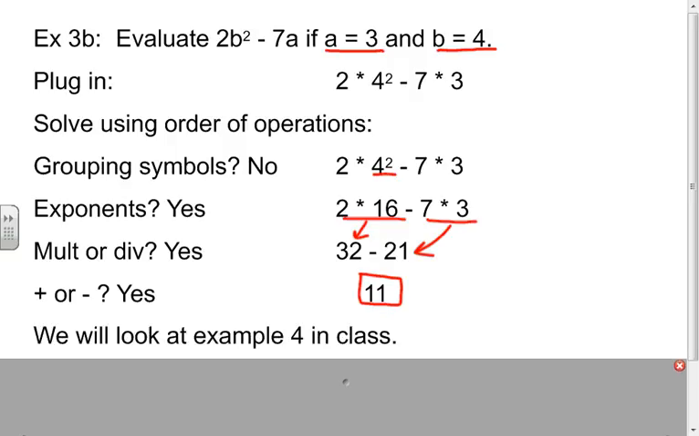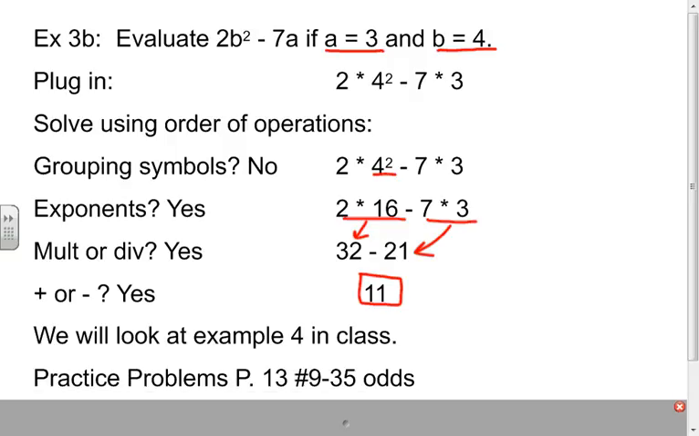There's one more example in this section. We'll look at example 4 tomorrow in class. Your practice problems for this section on page 13, numbers 9 through 35 odds.